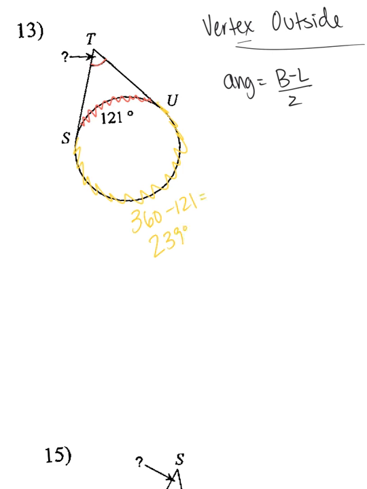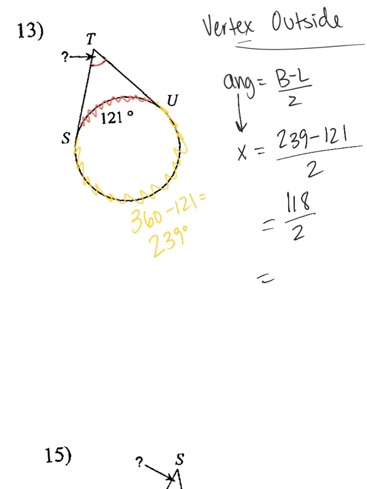That makes sense. Okay, so that means I'm finding my angle, so I'll leave that as x, equals the big guy, which is 239 minus the little 121 over 2. So 239 minus 121 gives me 118 divided by 2. That gives me my angle of 59 degrees.